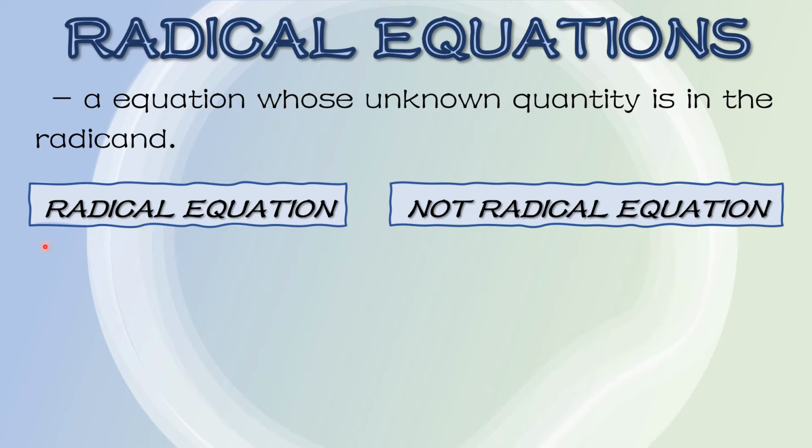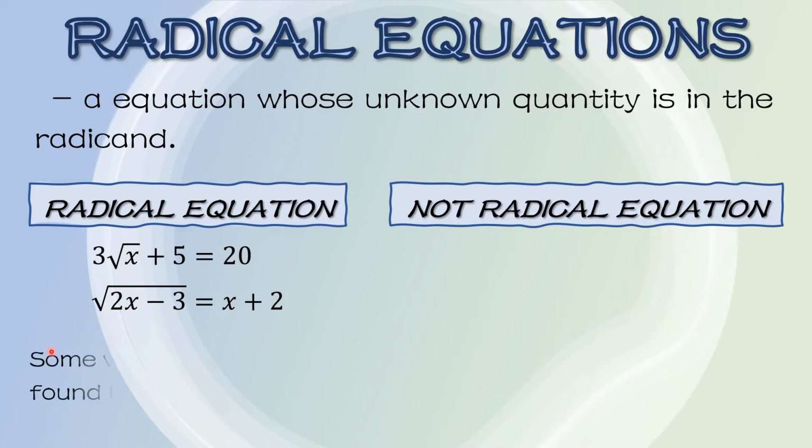So, dito muna tayo sa radical equation. 3 square root of x plus 5 equals 20. So, halimbawa ito ng radical equation dahil ang unknown quantity or variable x ay isang radicand. Another, square root of 2x minus 3 equals x plus 2. So, meron ding unknown quantity or variable x sa loob ng radical sign. Some variable x are found in the radicand.